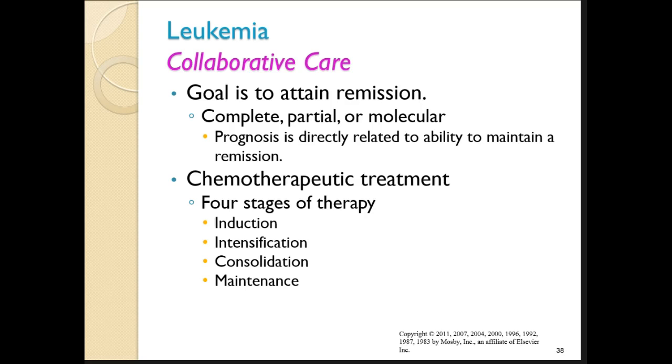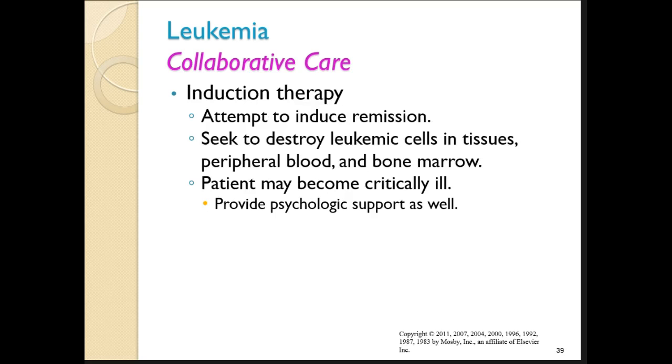Chemotherapy is often divided into stages. There are 4: the induction stage, intensification, consolidation, and maintenance. The induction phase is the very first stage, and it is the attempt to bring about a remission. Induction is aggressive in that it seeks to destroy the leukemic cells in the tissues, peripheral blood, and bone marrow, to eventually restore normal hematopoiesis on bone marrow recovery.